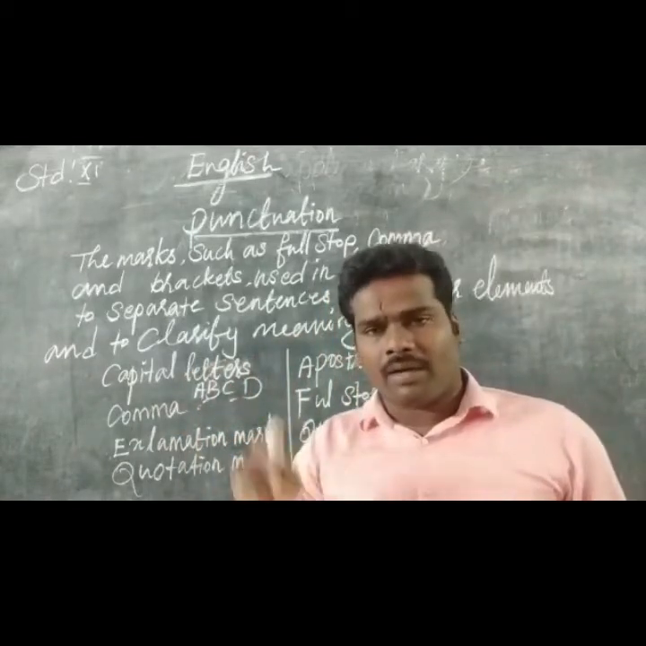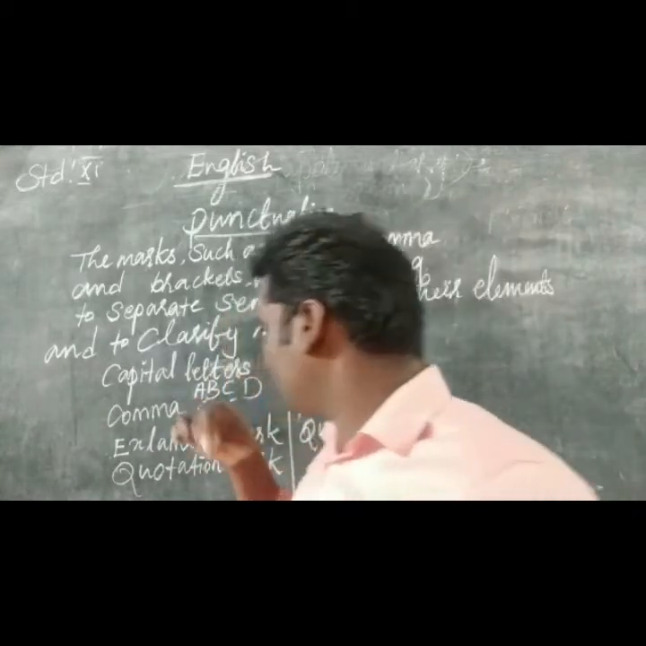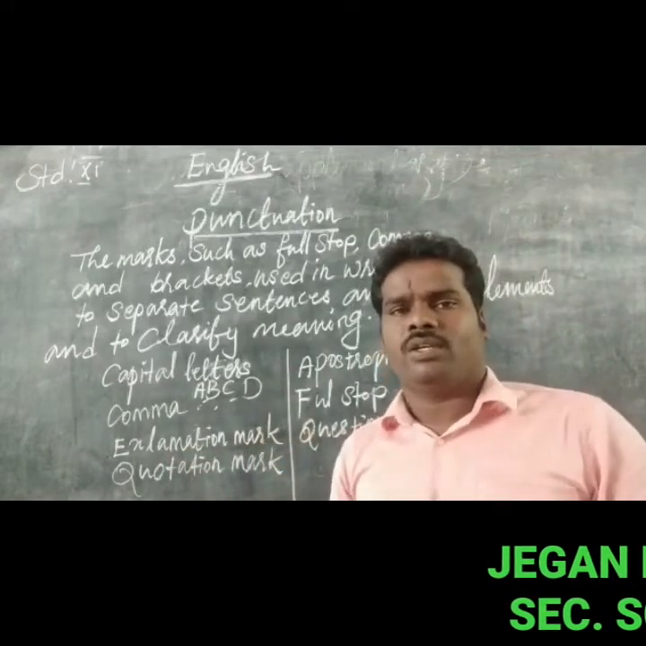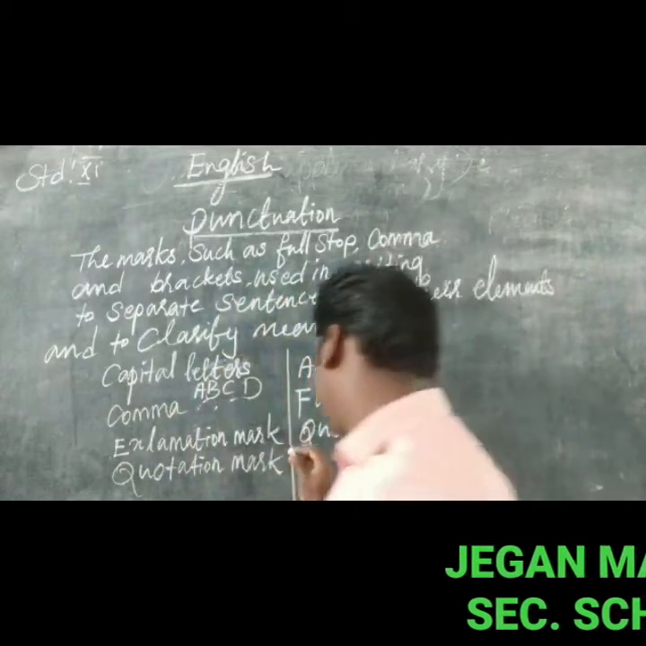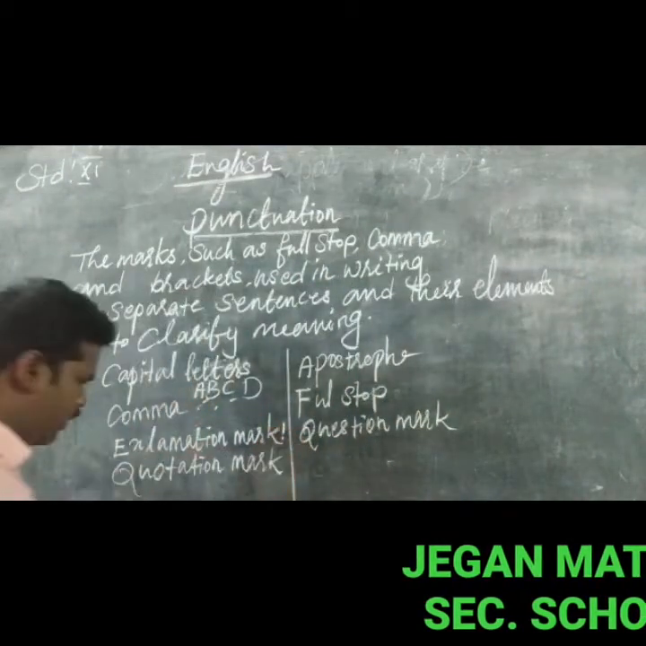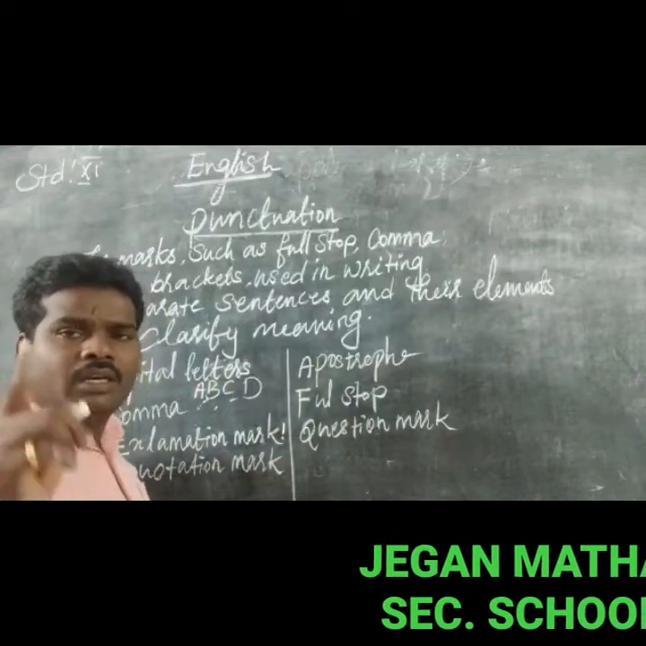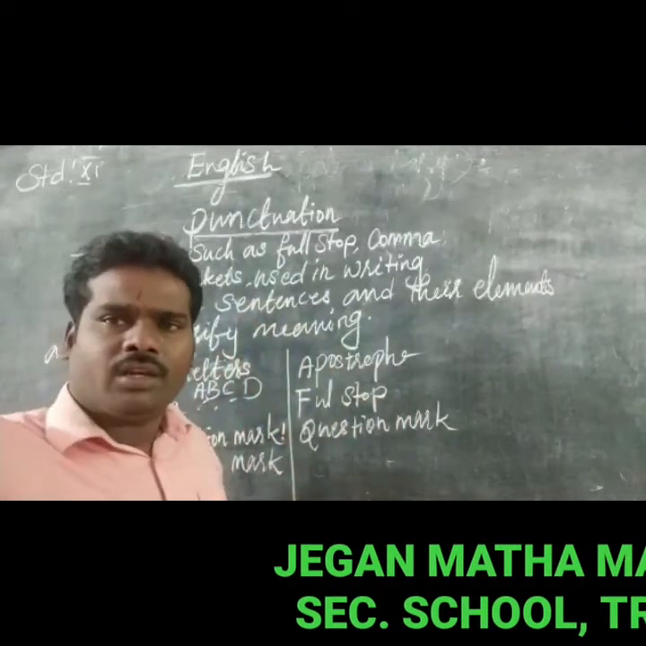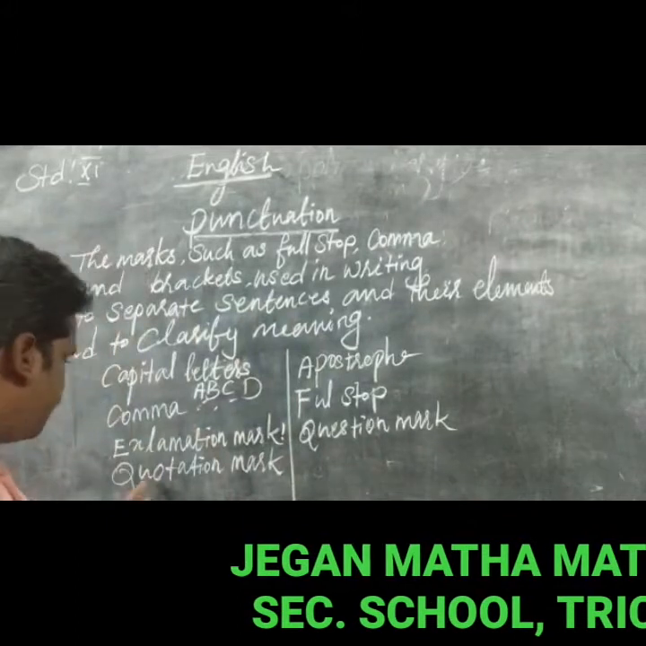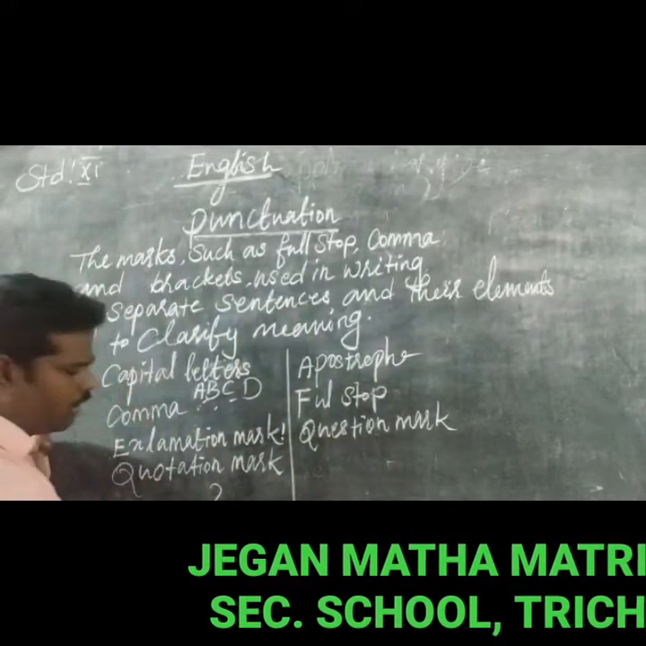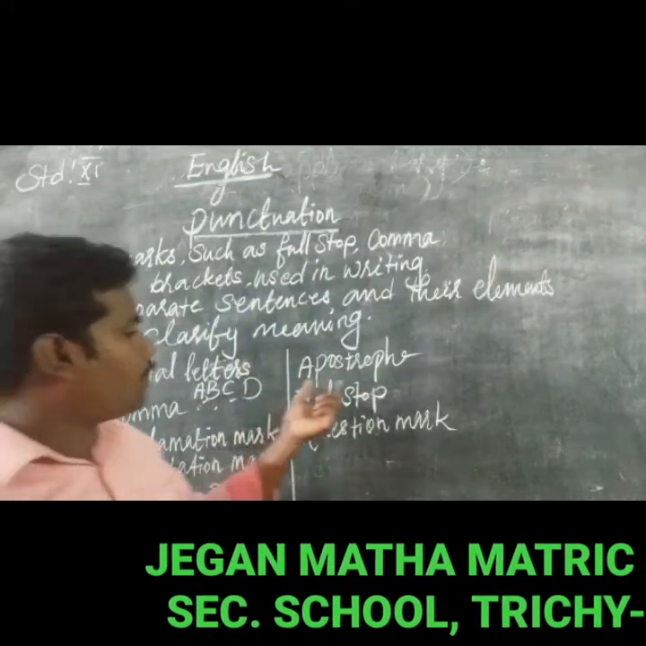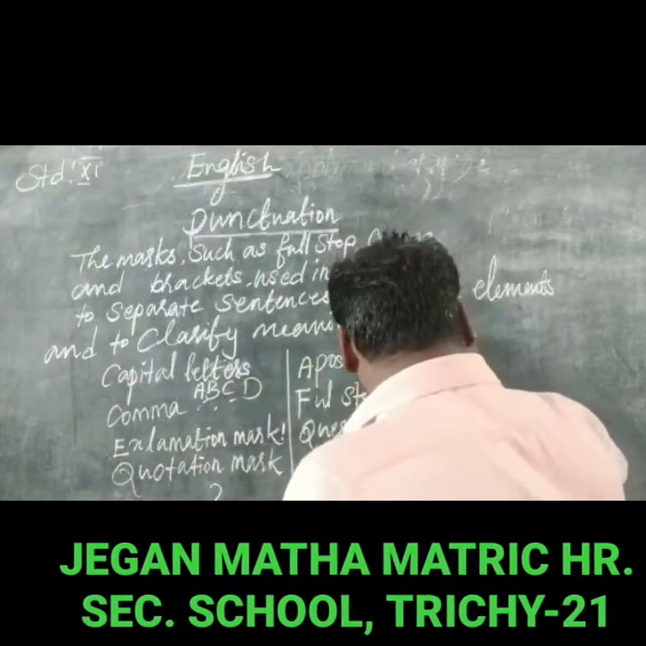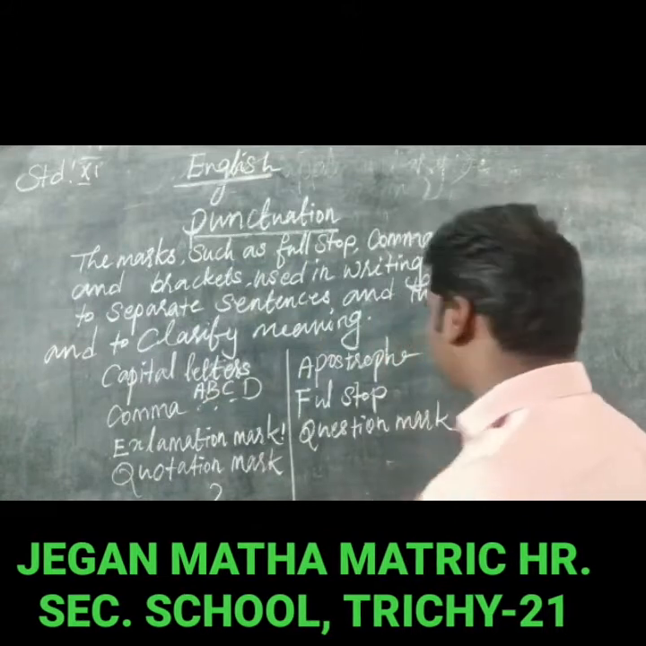Okay, next, comma. What is the comma? That's simple, comma. Exclamation marks: if you have an exclamatory sentence, we should use exclamation marks. Next, question mark: for direct to indirect speech, and the interrogative, we should use question marks. Then apostrophe. What is the apostrophe? That's simple. Then full stop.